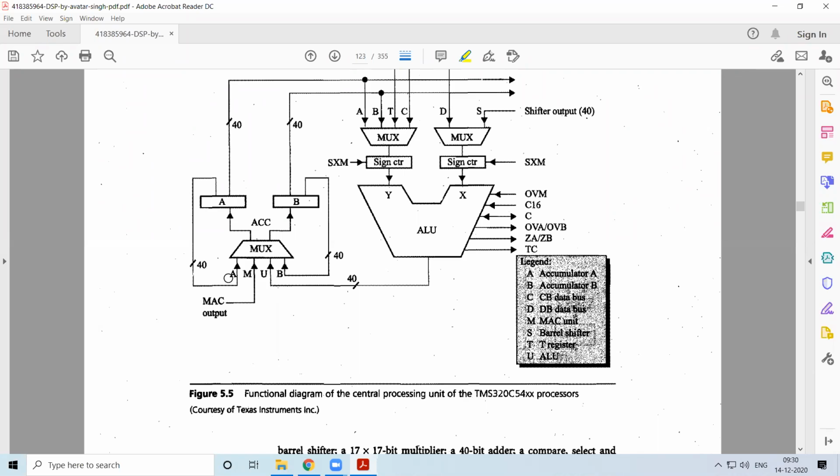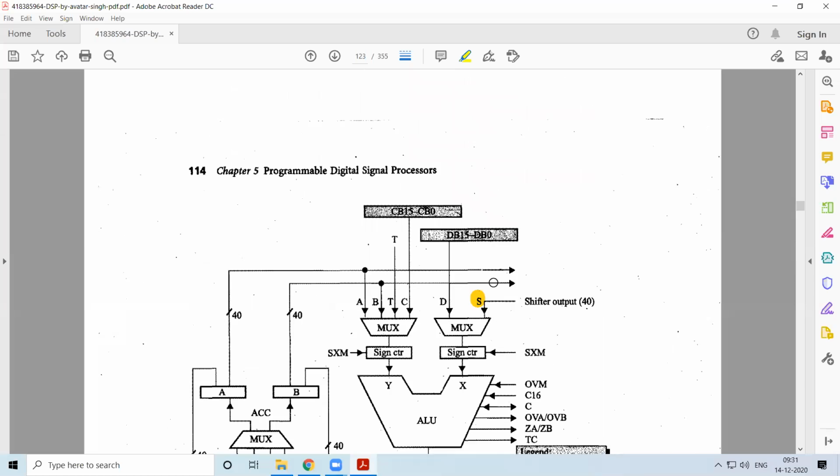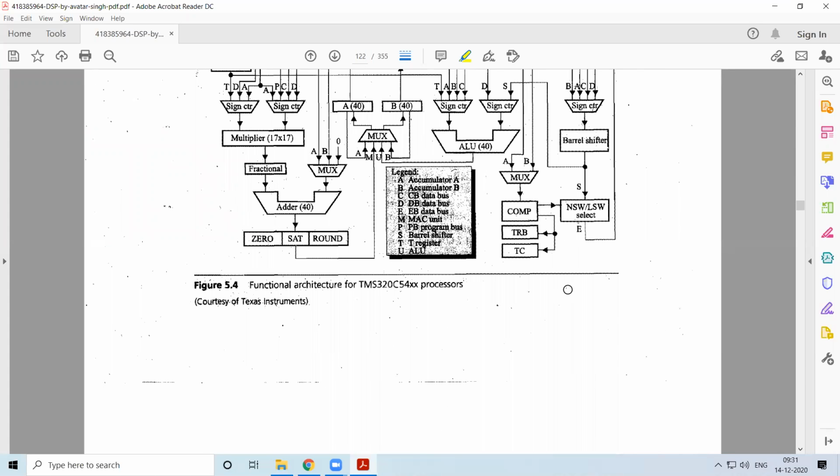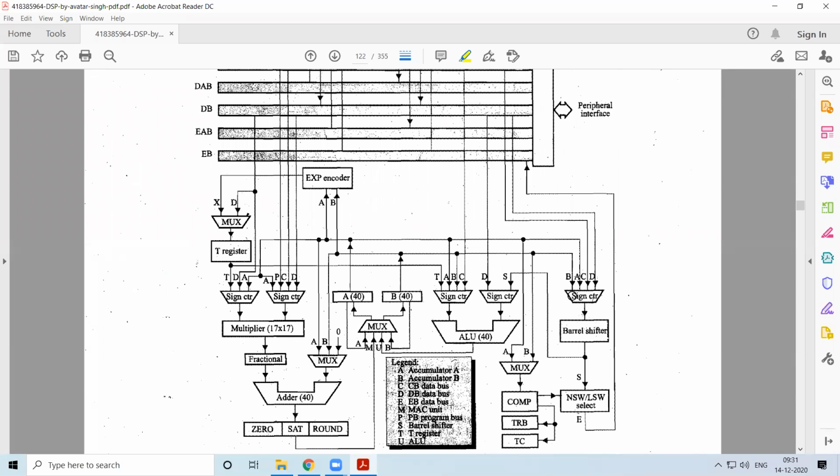Along with that, we discussed other parameters like what S stands for. S is the output pertaining to the shifter, that is, the barrel shifter. And then what all things come in with respect to the ALU, and on how many bits it operates. So these are the discussions we had in general.